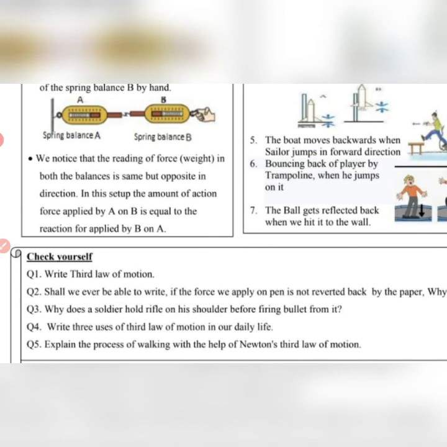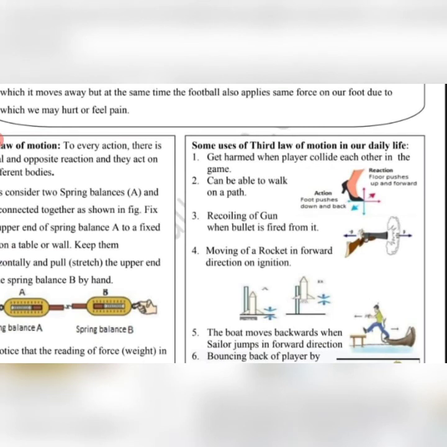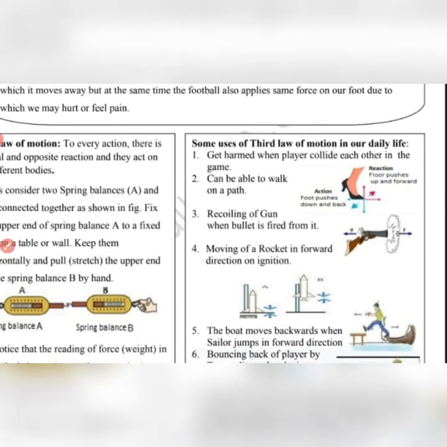Now fifth, explain the process of walking with the help of Newton's third law of motion. As we have just seen, while walking there is an action: the foot applies force, due to which it pushes the earth in the downward and backward direction, and in turn the floor or the earth exerts force on the foot in the upward and forward direction, due to which we are able to move.